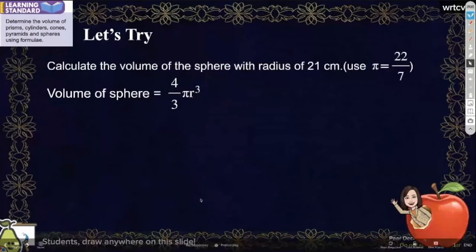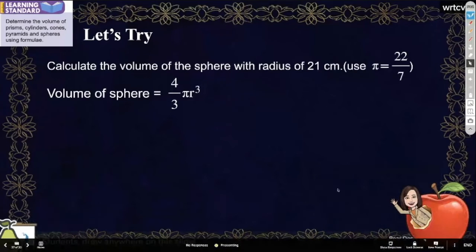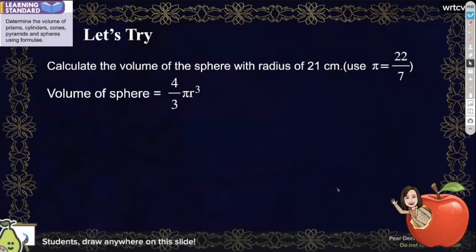Okay, so next one you try. This one I don't give any diagram, but you just read the questions. Calculate the volume of the sphere with the radius of 21. So the important thing is the radius. You have the radius, you manage to fill up all the values, then you can get your answer. Okay, ni tak ada diagram. Baca soalan, masukkan nilai sahaja. Okay, so fast Steffi. Okay, good.